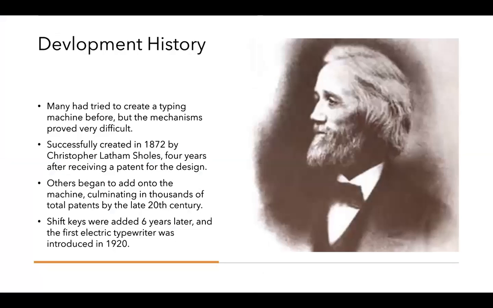Now, many people had tried to create something like the typewriter in the past, but it was very difficult due to the amount of complex machine designs that were necessary. And it wasn't until 1872 that a man by the name of Christopher Latham Scholes was able to make it, after about 4 years after submitting a patent. Now, soon after that, it became a commercial success, and many others tried to add on to it, including a shift key 6 years later and the eventual evolution into an electric typewriter by the time 1920 rolled around.